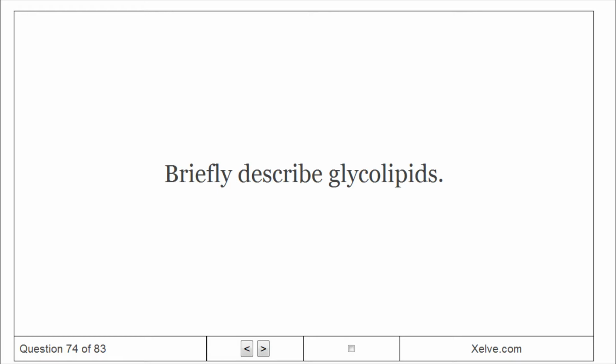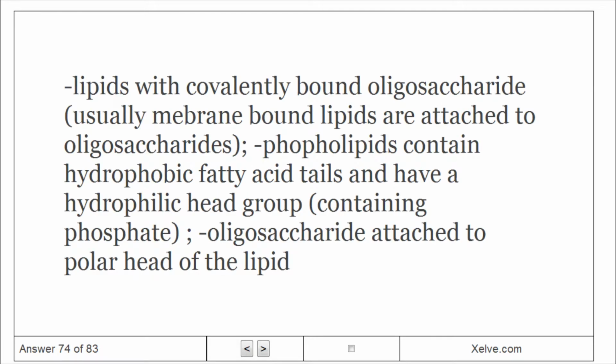Briefly describe glycolipids. Lipids with covalently bound oligosaccharide, usually membrane-bound lipids, attached to oligosaccharides. Phospholipids contain hydrophobic fatty acid tails and have a hydrophilic head group containing phosphate. The oligosaccharide is attached to the polar head of the lipid.